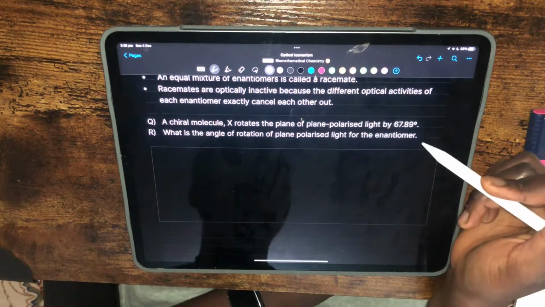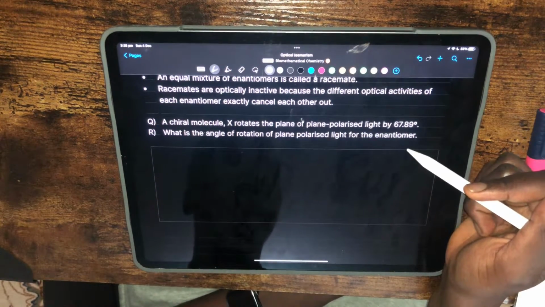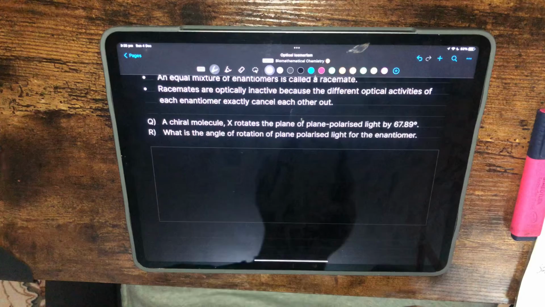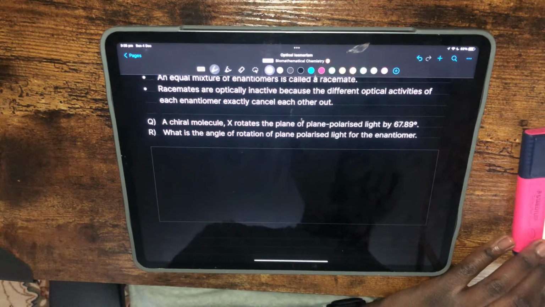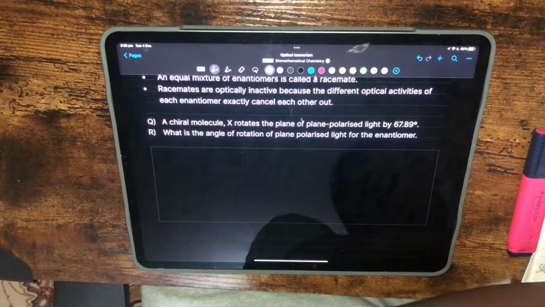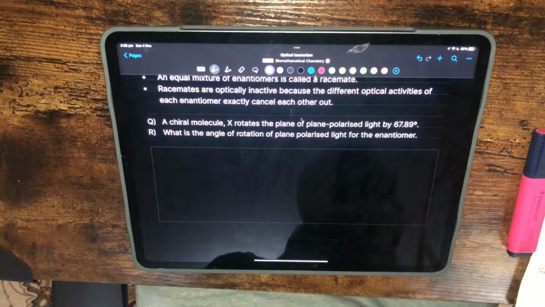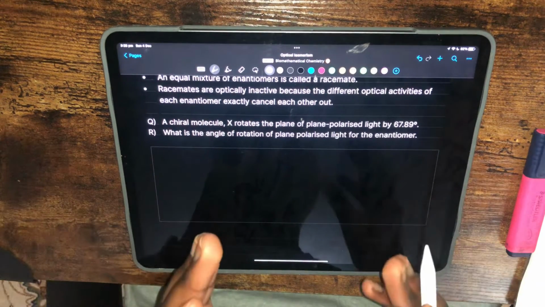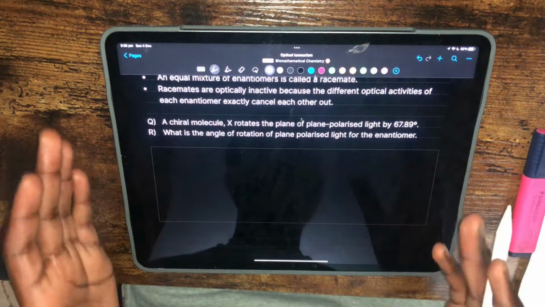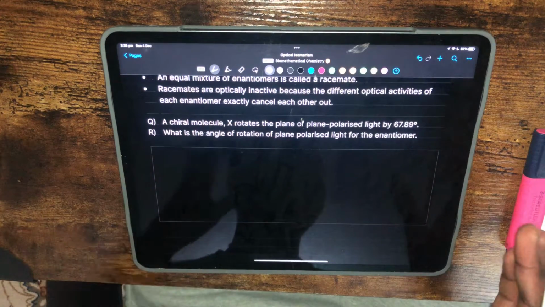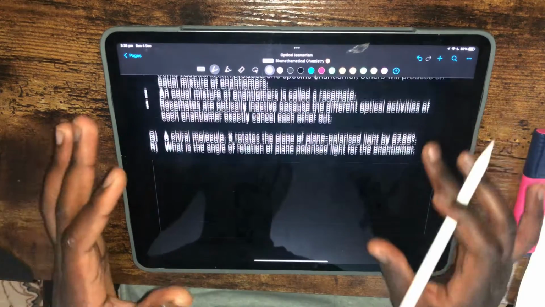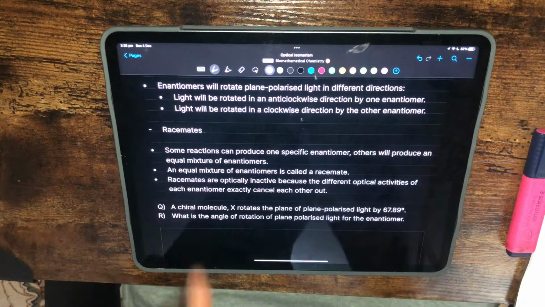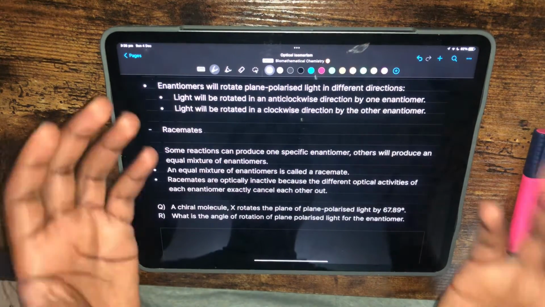I'm going to assume that you've paused the video and answered this question. One thing you need to understand is this is not a question that you'll get in your exam, so don't get freaked out. It's a simple question anyway. The reason I'm telling you is so that you understand what's going on here: why we use plane polarized light and what it's trying to represent. Everything about this topic is about the fact that they have the same structural formula but a different arrangement of atoms in space. They're exactly the same, but they're flipped, they're opposite.